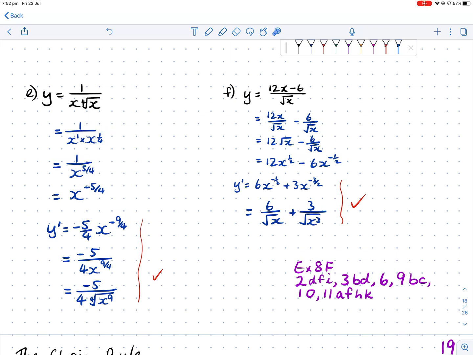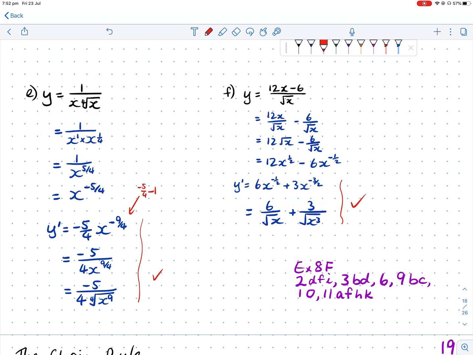Because it's in the bottom of a fraction, if I want it as x to the power of something, it would be a negative power. Once we've done this rearranging, then the differentiation is just as normal. So we're going to bring the power down, and then we need to minus 1 off the power. So just be very careful when you're subtracting 1 from there. So it's minus 5 over 4 minus 1, and that's going to give you negative 9 over 4.